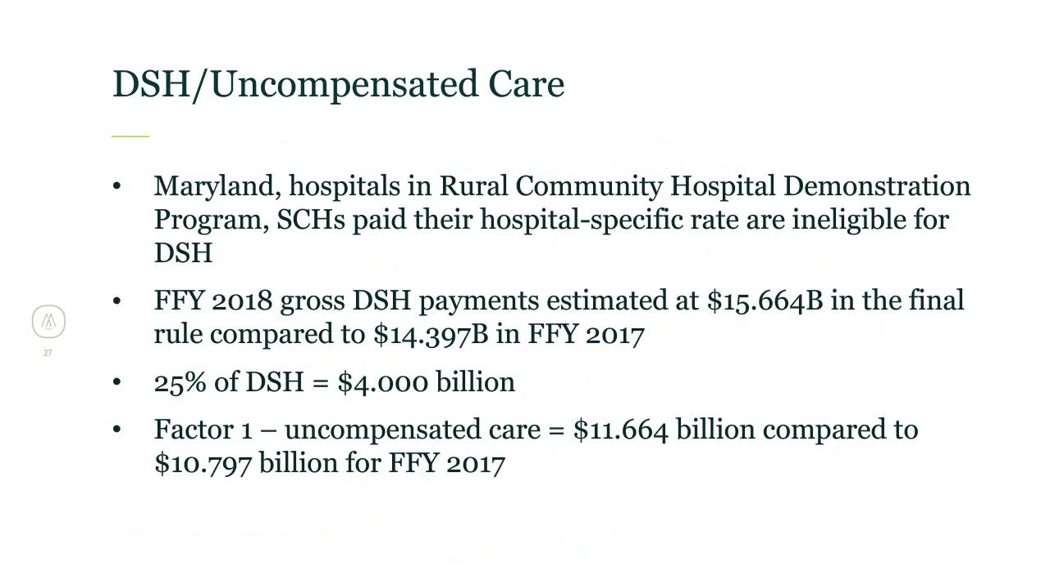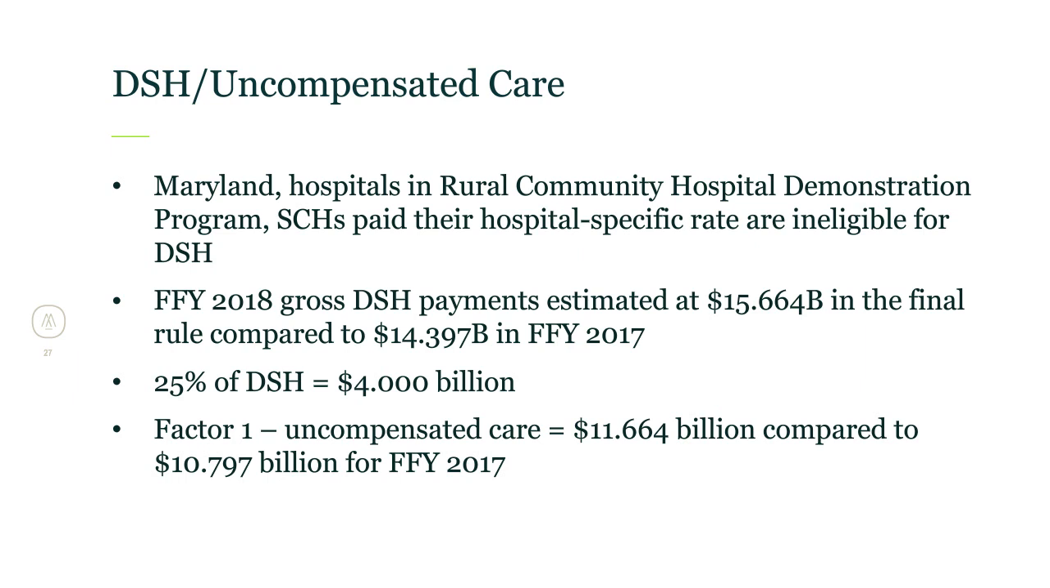In terms of the DISH and DISH uncompensated care payments, for background, hospitals that have a combined SSI ratio and Medicaid patient days ratio equal to or above 15% are eligible to receive a DISH payment and are eligible to receive a distribution from the DISH uncompensated care payment pool. However, hospitals in Maryland, hospitals participating in the Rural Community Hospital Demonstration Program, and sole community hospitals that are paid under their hospital-specific rate are ineligible to receive DISH.